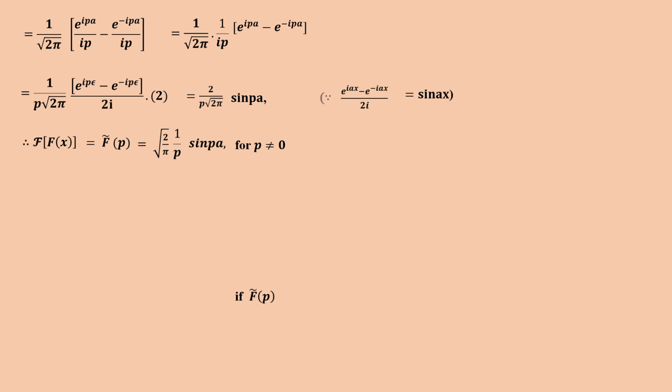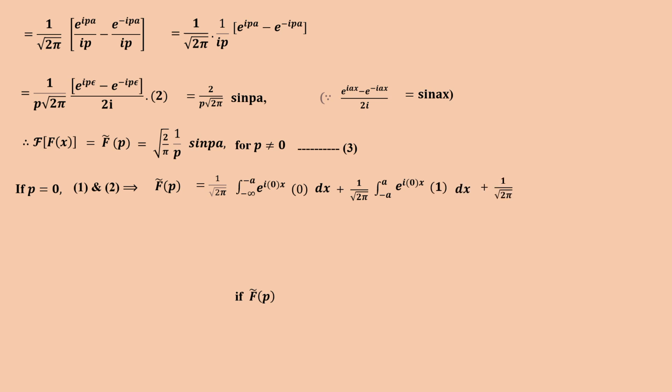Suppose p equal to 0. From 1 and 2, f bar of p is equal to 1 by root 2 pi integral minus infinity to minus a e power, instead of p you put 0, i 0x, f of x is also 0 in this interval, into dx, plus 1 by root 2 pi integral minus a to plus a e power i 0x into 1 into dx, plus 1 by root 2 pi integral a to infinity e power i 0x into 0 dx.